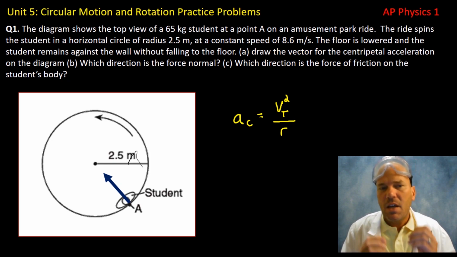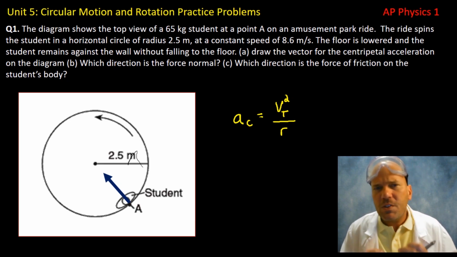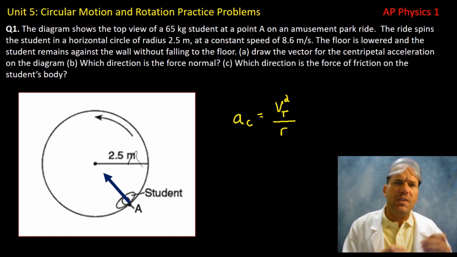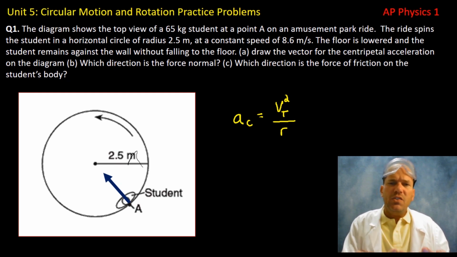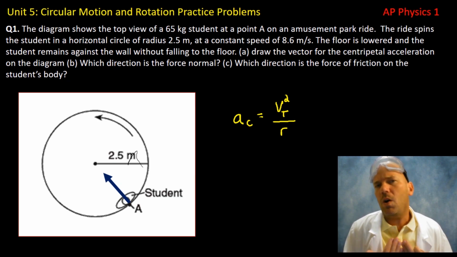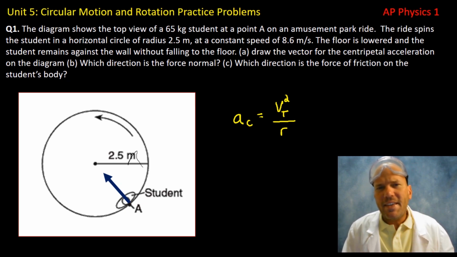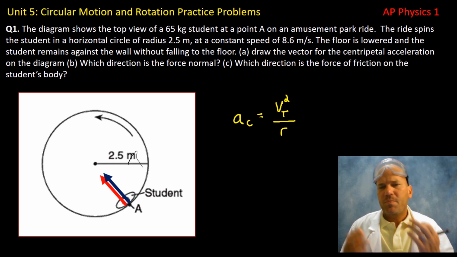Part B, which direction is force normal? Force normal is always perpendicular to the surface. So in this case, the student has his or her back against the wall. Therefore, force normal is perpendicular. Force normal is our centripetal force in this problem, as indicated by the red vector.